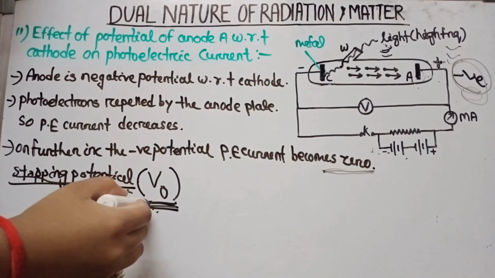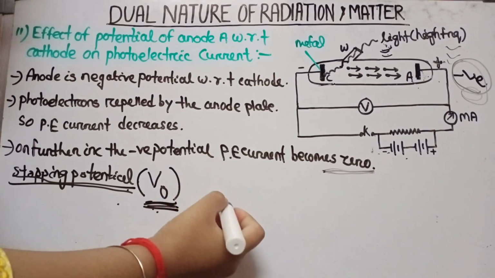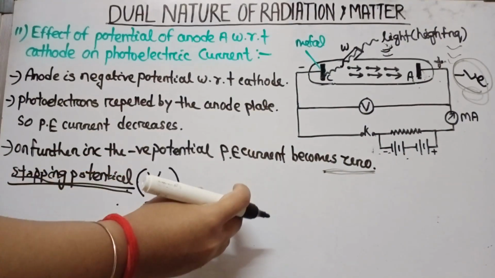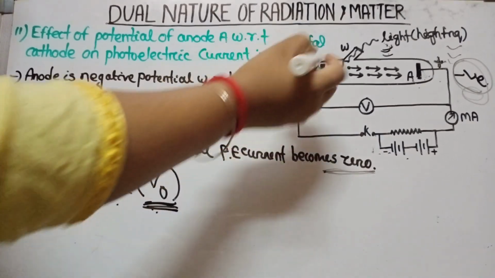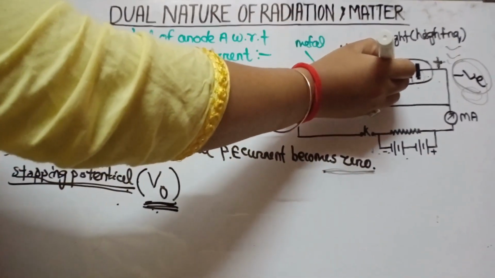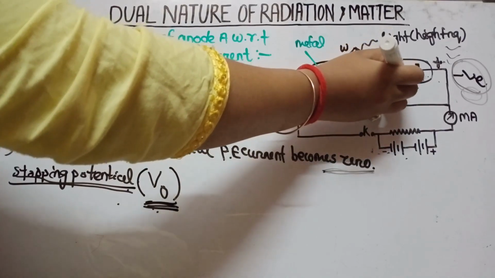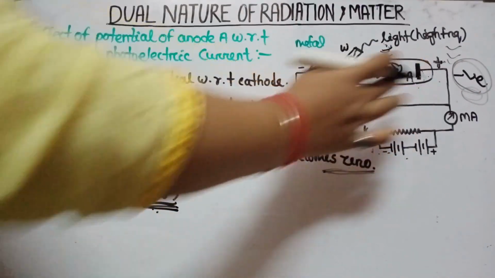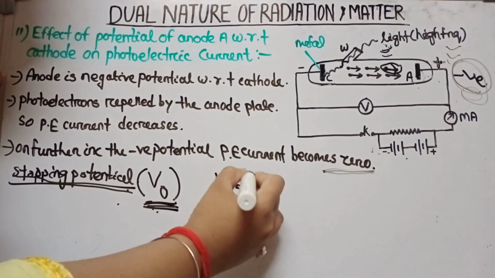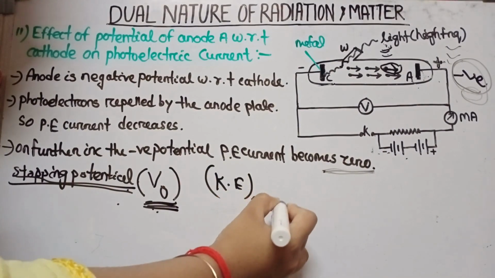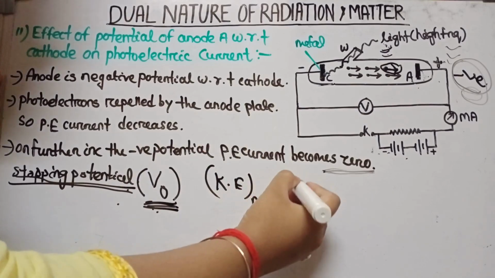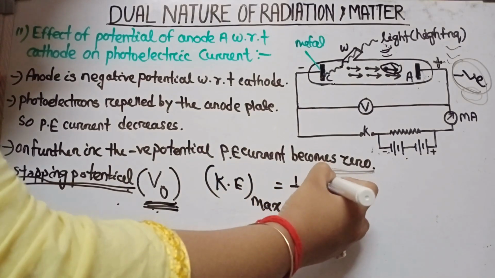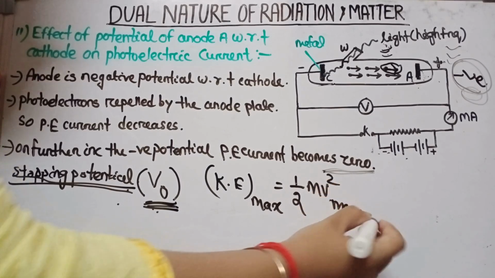At stopping potential, what happens? The electron acquires maximum kinetic energy, yet the photoelectron does not reach the anode plate. The maximum kinetic energy of the photoelectron, that is half m v square, where the velocity here is maximum.